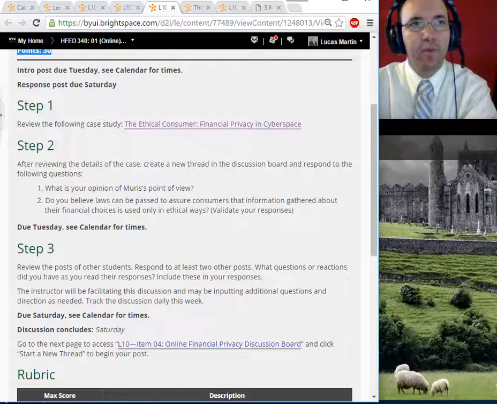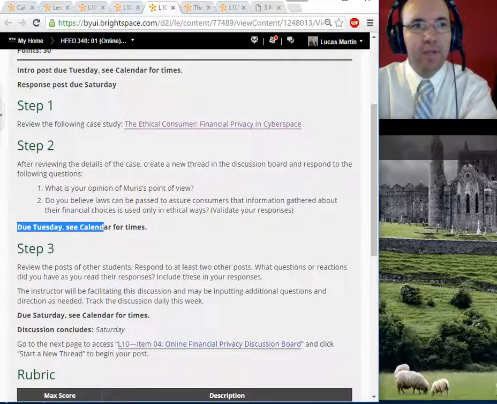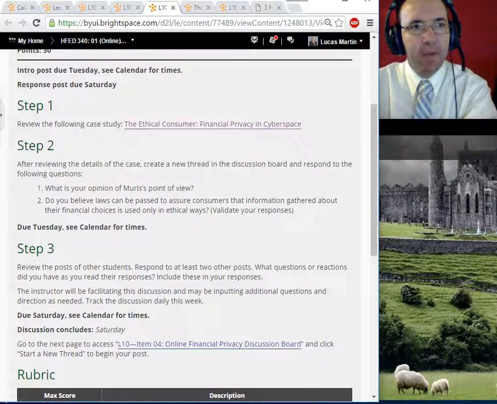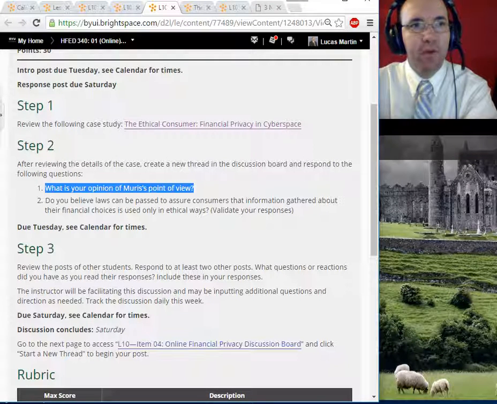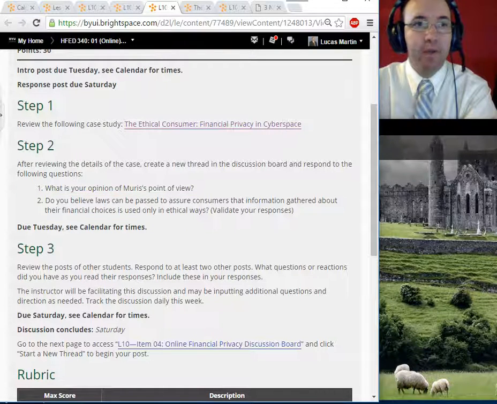So read through the Maurice article, and then by Tuesday you need to talk about what your opinion is of Maurice's point of view and whether or not you believe that laws can be passed to assure consumers that information being gathered can only be used in ethical ways.